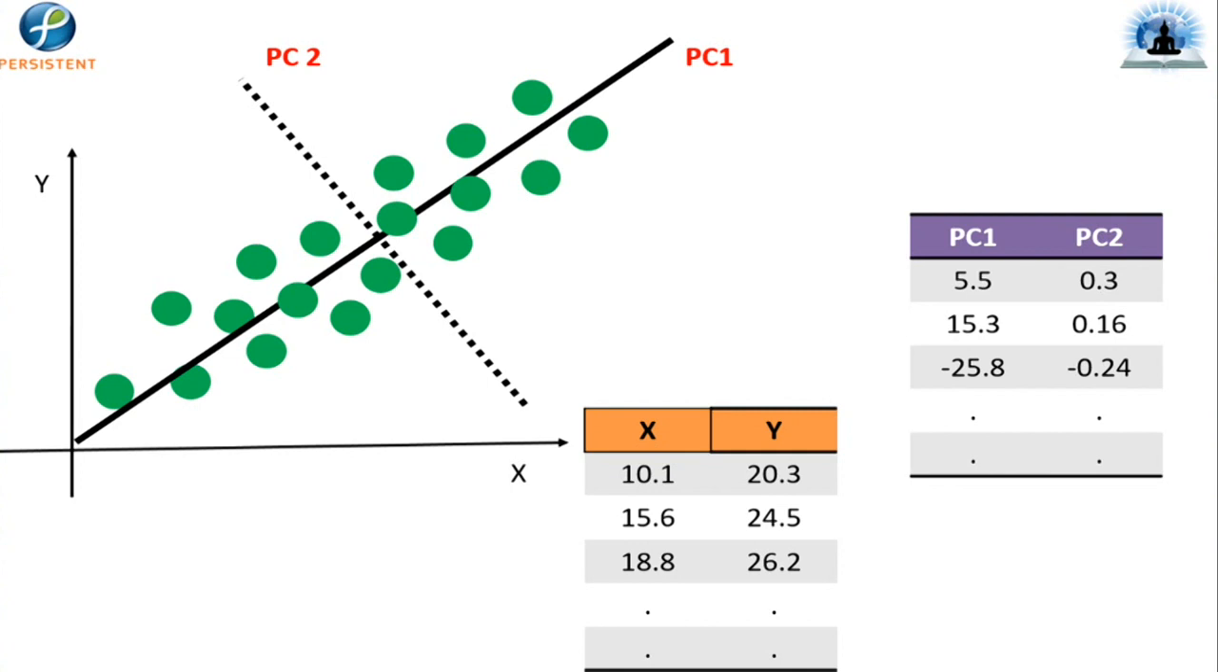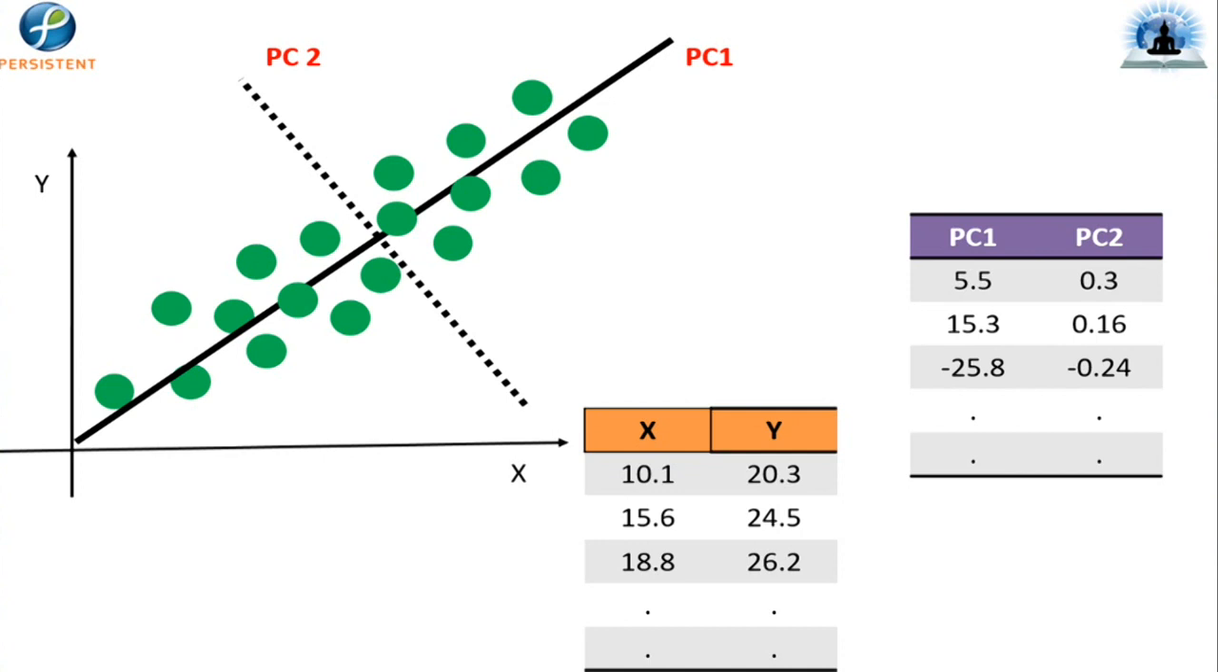Now, if you look at this original data, you have x y coordinates. If you look at their values, you will say 10.1, 20.3, 15.6, 24.5, 18.8, 26.2 kind of thing. These are nothing but x and y coordinates. After conversion, I get two components, PC1 and PC2. These are the two new axes. The information is mostly spread across PC1. So, I have that information stored.